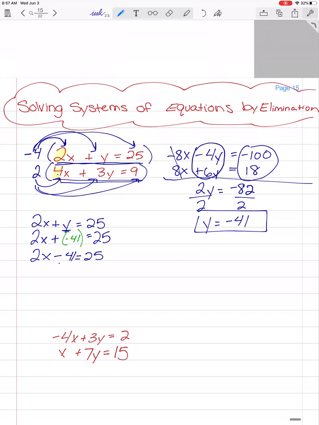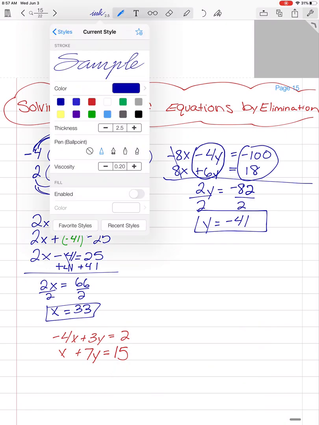So now we know how to solve this because we're just going to add the 41 to both sides, just regular solving equations. And then I divide. Again, it's just regular solving an equation, and I end up with x equals 33. So I have x equals 33 and y equals negative 41. So that wasn't too bad. So let's just do another example real quick so we can make sure that you really have the hang of this.